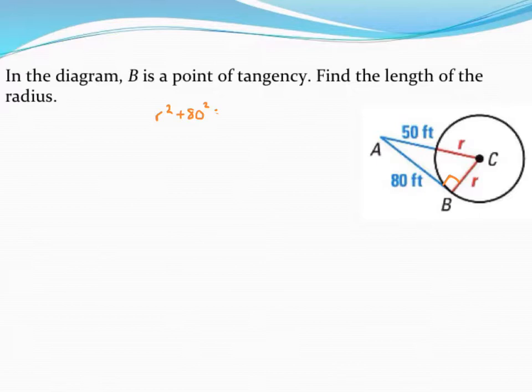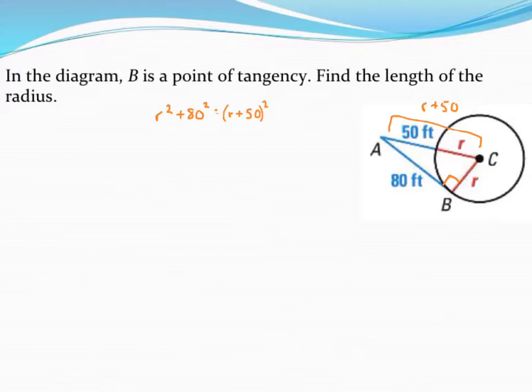My hypotenuse is not r, nor is it 50. Instead, the hypotenuse is the sum of those two segments. So my hypotenuse is actually r plus 50, or 50 plus r. Not 50r, 50r means 50 times r. So the entire hypotenuse is r plus 50, which means back in my equation, that's what needs to be squared, r plus 50 squared.